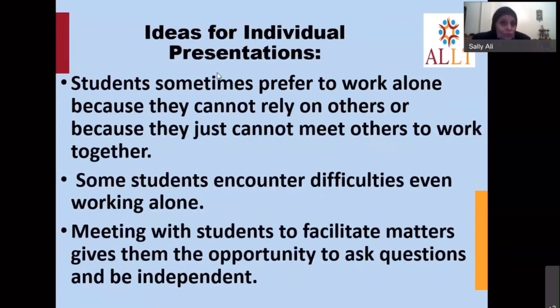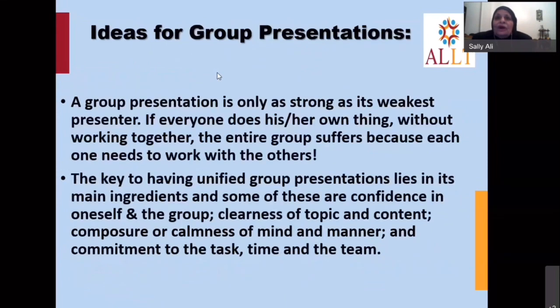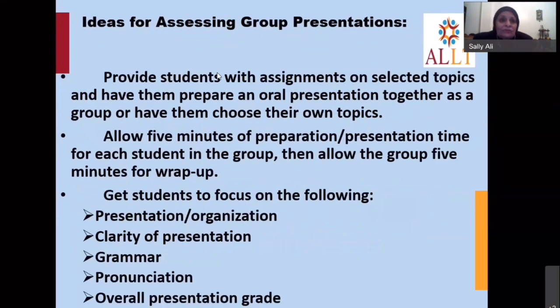Let's look at ideas for group presentations. Now, a group presentation is only as strong as its weakest presenter. So if everybody does their part right, then nobody will suffer and the group will be excellent. So the group can either sink or swim. Let's look at various ideas for assessing group presentations. We can provide students with assignments, for example, where they have to look at research, and then they give a 5 minute presentation, and then get them to focus on various things like organization, clarity, grammar, pronunciation, and overall presentation grade.